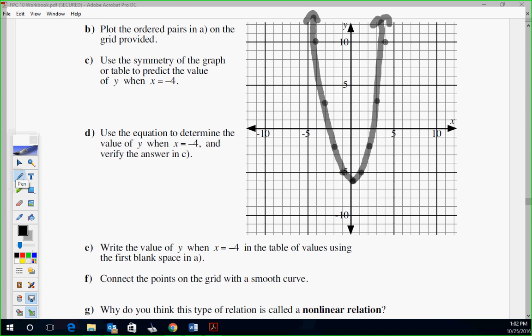Use the symmetry of the graph or the table to predict y when x is negative 4, which I already did. X is negative 4. It's going to mirror. See how this right here is 1, 2, 3 away? 1, 2, 3 away. They have to be the same. They're symmetrical. We talked about that a little bit with parabolas earlier. And they're symmetrical because of the square. When you square a positive and you square a negative, you get the same thing. That's why it folds back on top of itself. So that one we got, yeah, 10.